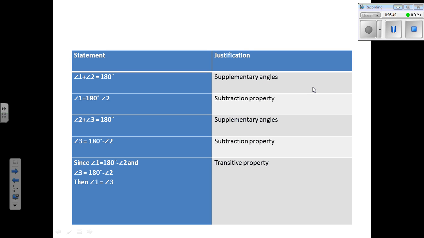Angle 1 plus angle 2 equals 180. Those are supplementary angles. Angle 1 equals 180 subtract angle 2. Subtraction property. Angle 2 plus angle 3 equals 180. Supplementary angles. Angle 3 equals 180 subtract angle 2. Subtraction property. Since angle 1 equals 180 subtract angle 2 and angle 3 equals 180 subtract angle 2, then angle 1 and angle 3 are equal.